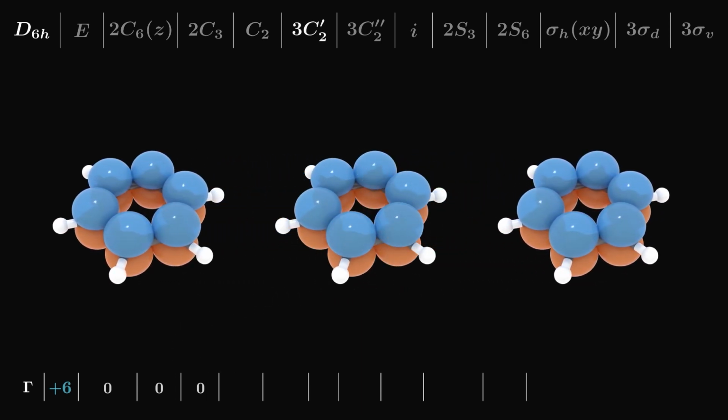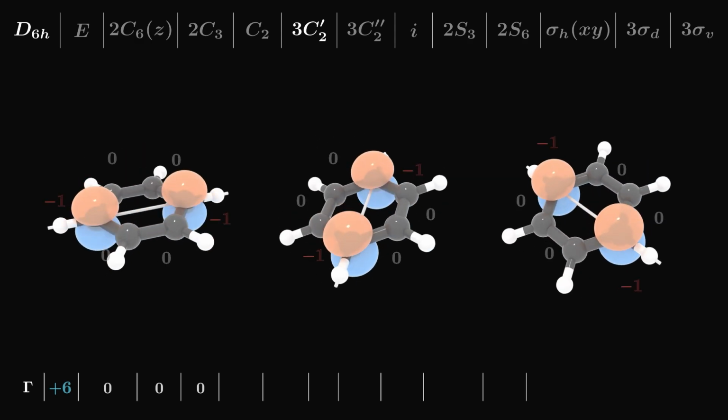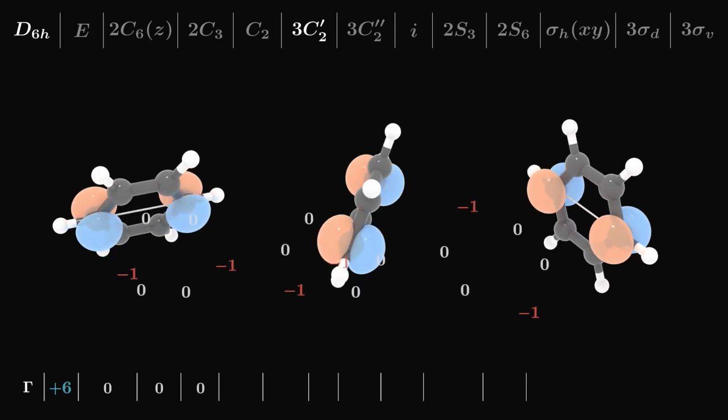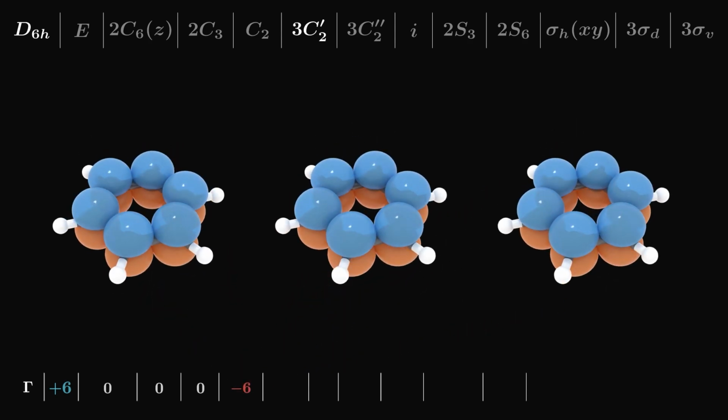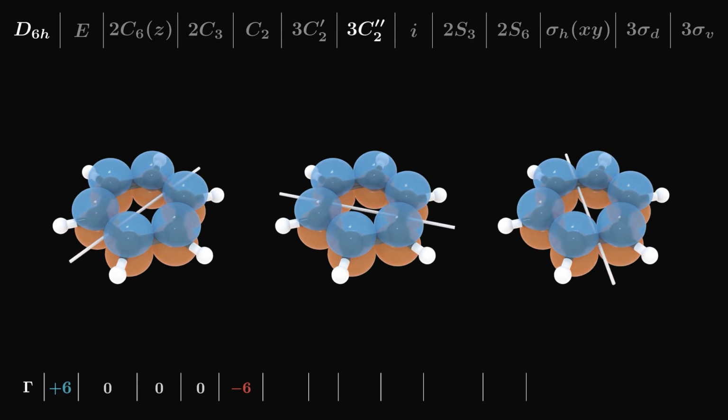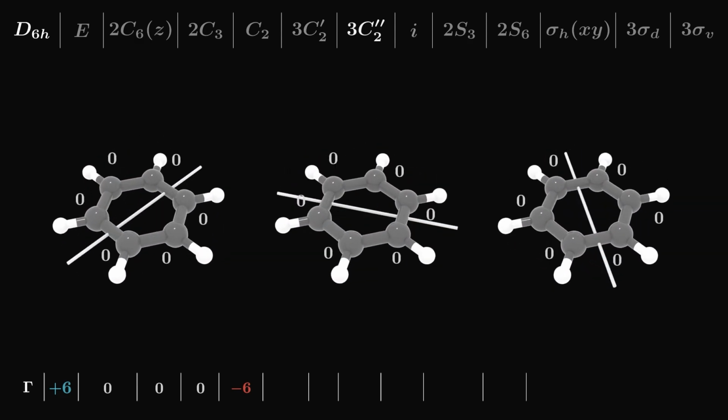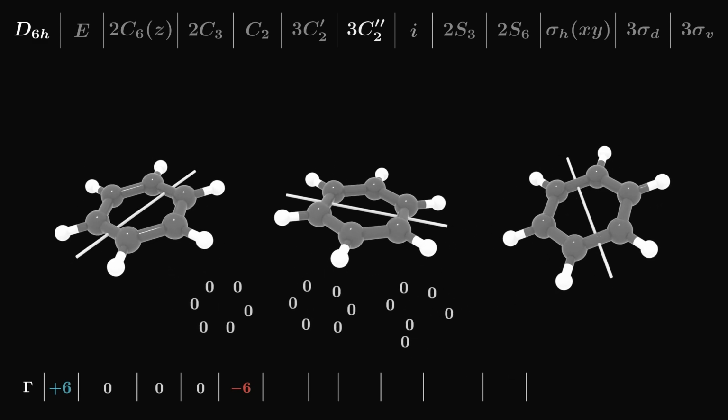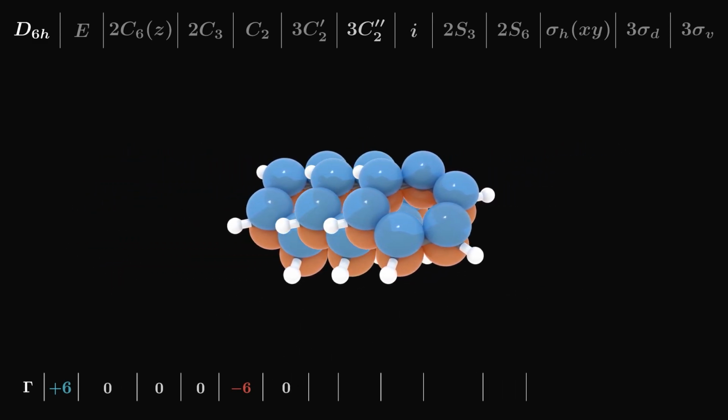Now we have the C2 prime rotations. Each rotation leaves 2 atoms in place, but inverts their orientation, giving each rotation a trace of -2, making up for a total of -6 when all 3 rotations are considered. Now we have the C2 double prime rotation. This rotation happens about carbon-carbon bonds, hence all orbitals leave their starting position, giving this operation a trace of 0.